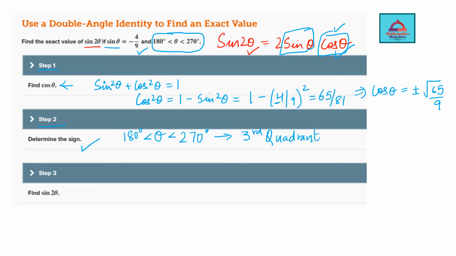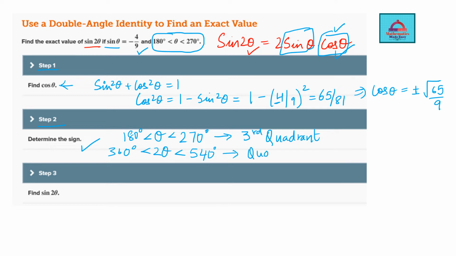Okay, so what should be the sign? Let's decide the sign. So if theta is lying between 180 to 270, that means 2 times theta, let's double it up, is going to lie in the range of 360 to 540, right? So I'm multiplying everything by 2 here. So that lands us that 2 theta is in quadrant 1 or quadrant 2.